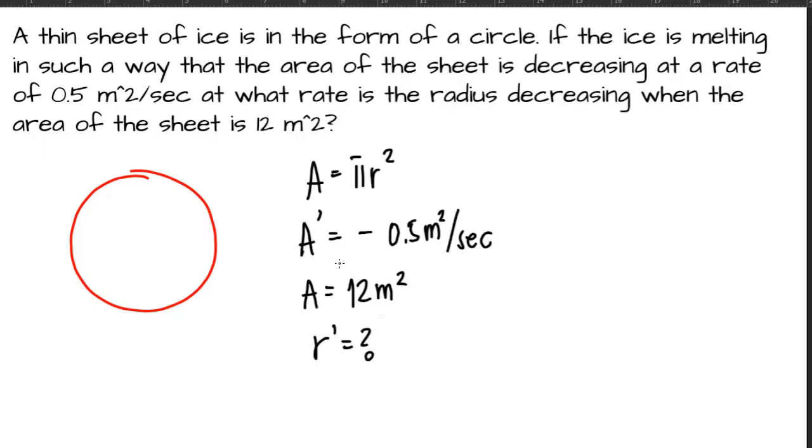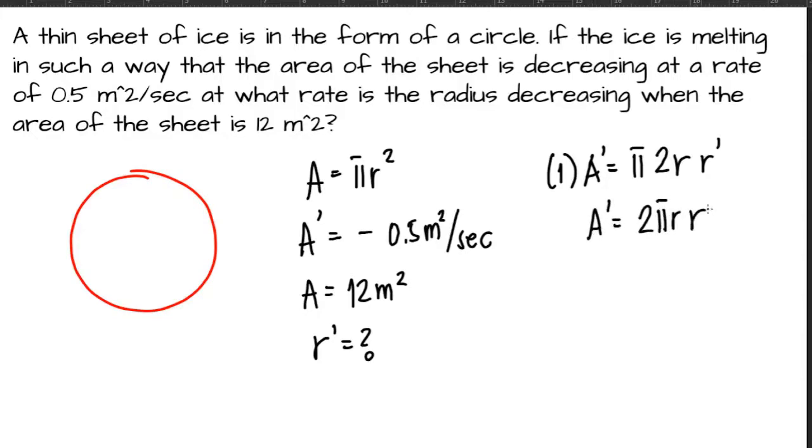R prime ginapangita, then maybe you can go ahead and do the implicit differentiation. So, A, ang iya nga derivative is 1, di ba? And then A prime equals pi is a constant, so as is R squared is 2R and then R prime. So eventually you get A prime equals 2 pi R prime.